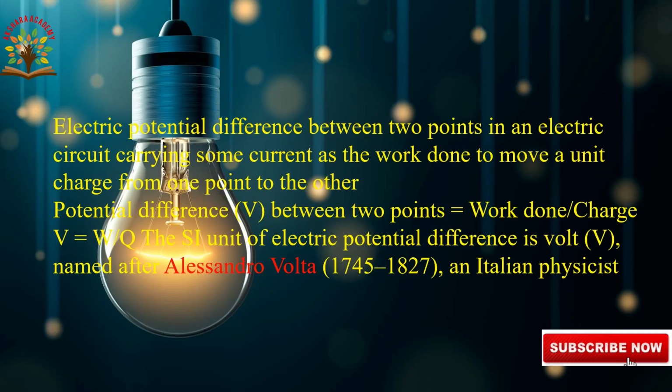So electric potential difference between the 2 points in an electric circuit carrying some current is the work done to move a unit charge from one point to the other point. Potential difference between 2 points is equal to work done by charge. Mathematically it can be written as V is equal to W by Q. W is the work done, Q is the charge. So the SI unit of electric potential difference is volt.